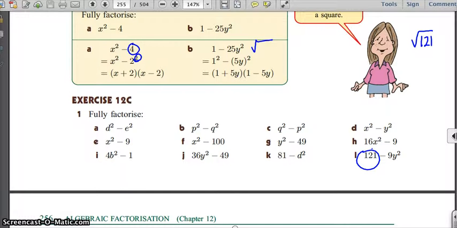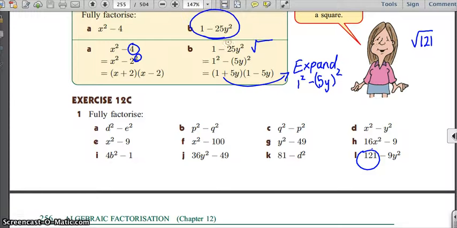And the final thing we can do with this is we can check it. We can go back into it and expand it. If when I expand it, it comes out to be my original question, then I know I've got it right. So we square the 5, we square the y, and it comes out to be 1 take 25y squared. So we can check whether we've got them right or not.